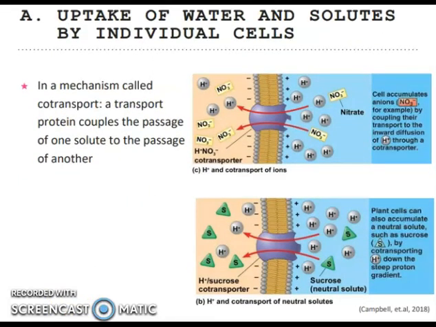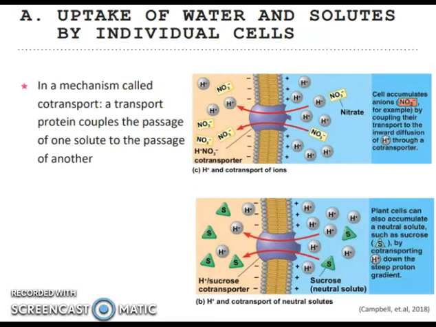This slide is entitled Uptake of Water and Solute by Individual Cell. It describes another process or mechanism that happens inside the plant cell in the transport of matter across the cell membrane using the proton pump protein molecule. Based on the figure in this slide, this proton pump can transport two types of ions into the plant cell. For example, in the figure at the top of this slide, you can transport in two ions: the first one, hydrogen ion, and also nitrate ion. This process or mechanism we call co-transport.